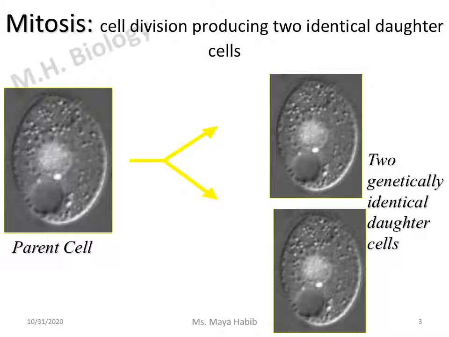So, what is the definition of mitosis? Mitosis is a type of cell division in which a mother cell, also known as the parent cell, is divided to produce two genetically identical daughter cells. But what do we mean by genetically identical?